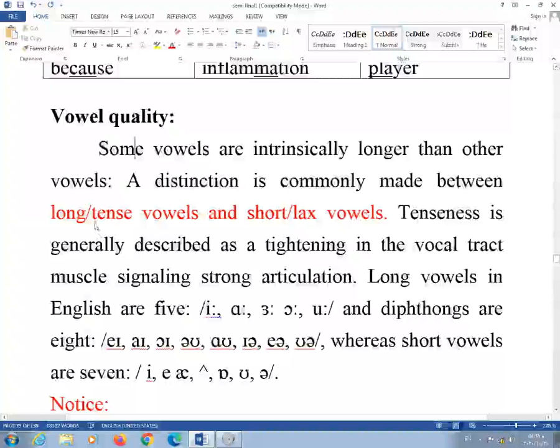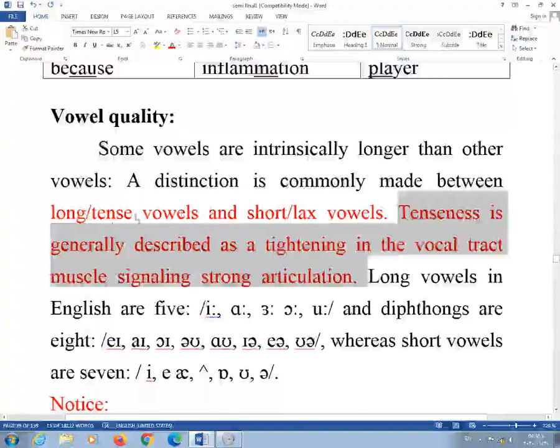Okay, tense, you say ee, ah, oh, ooh, tense, your tongue is tense. Okay, and when you say short vowels, your tongue is relaxed. You say cut, hut. You say oh, eh, you know, your tongue is not as tense as when we pronounce long vowels. Okay, and here is a definition of the term tenseness. Tenseness is generally described as a tightening in the vocal tract muscle, signaling strong articulation.